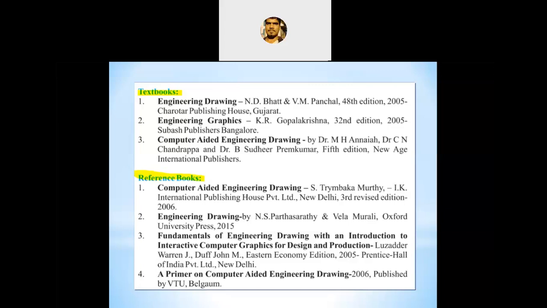And one more important reference book, the last one, is A Primer on Computer Aided Engineering Drawing. Yes, it's a book which is given by the university. It's a primer. It's a solution book. So whatever problems you are going to get in the examination are from the primer book. So the primer book is also called the solution book. In this solution book, projection of planes has 50 questions, projection of lines has 50 questions, projection of solids has 50 questions, development has 50 questions, and isometric has 50 questions. So each will have 50 questions.